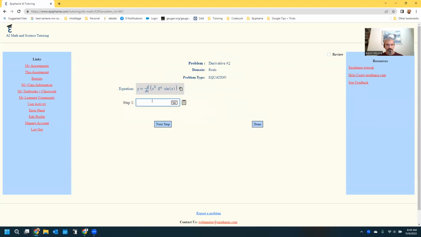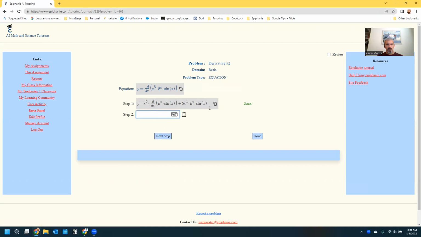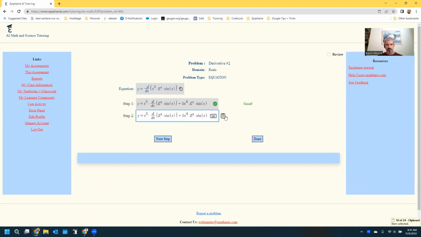So let's start this. And I'm going to start off, okay, this is going to be x to the 5th times the derivative of e to the x times sine of x plus 5x to the 4th times e to the x times sine of x. Okay, next step, let's make sure I did that right. Good, that part's right. Now, this is pretty long, so I'm just going to copy this with this button here. I'll paste it in that window with that button over there.